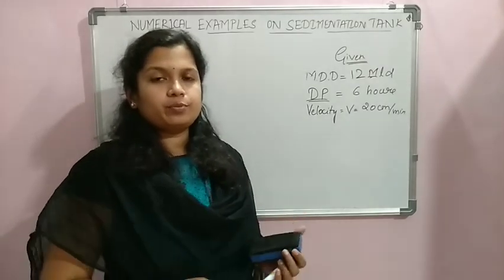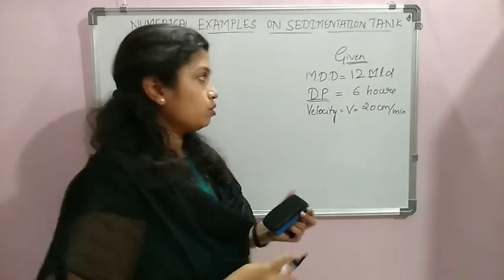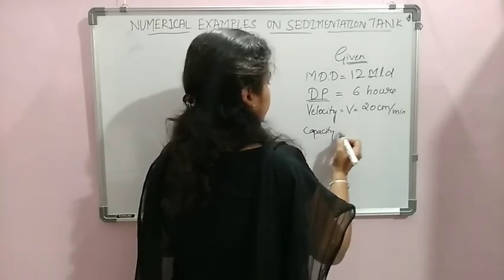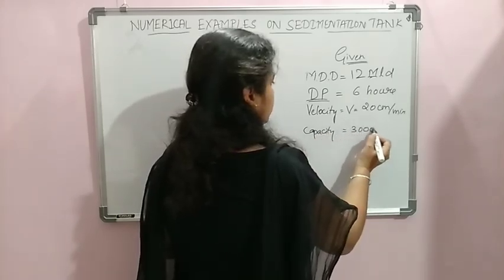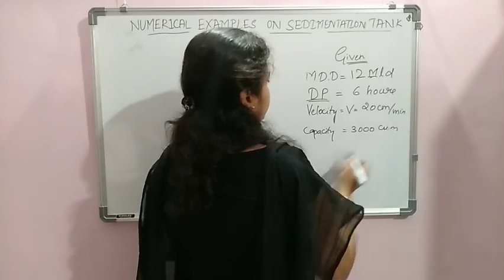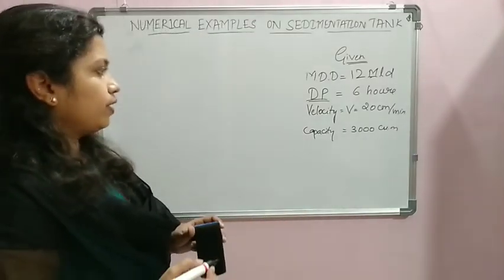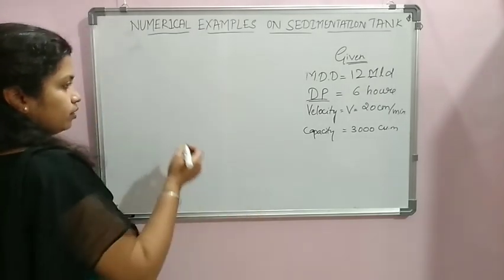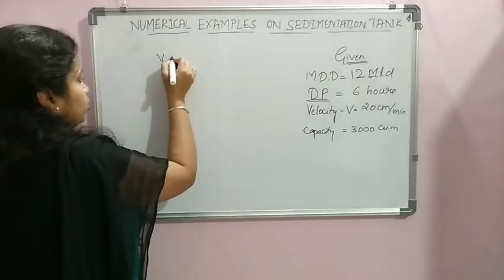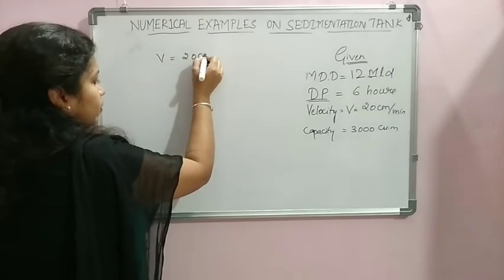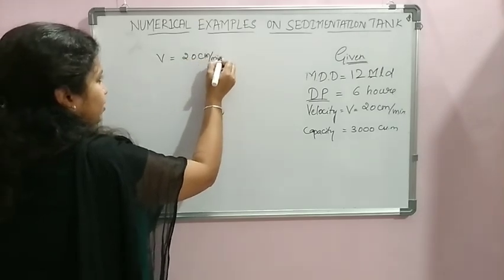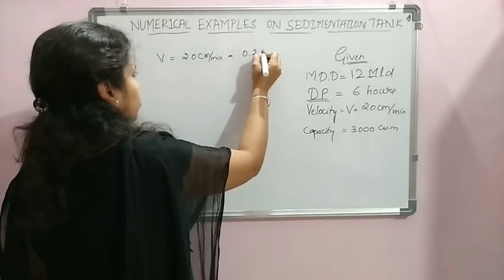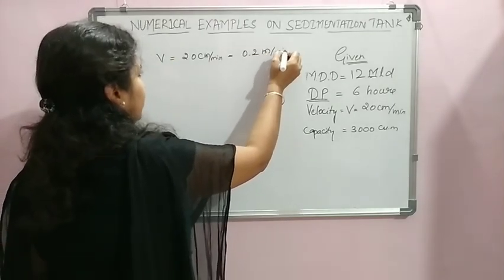So by making use of the previous data, what we found, the capacity, we got it as 3000 cubic meter. This was the answer we got. Now let us find out the length. Before finding out the length, let us check the velocity of flow, which is given as 20 centimeters per minute. Let us convert it into meters. That comes to be 0.2 meters per minute.